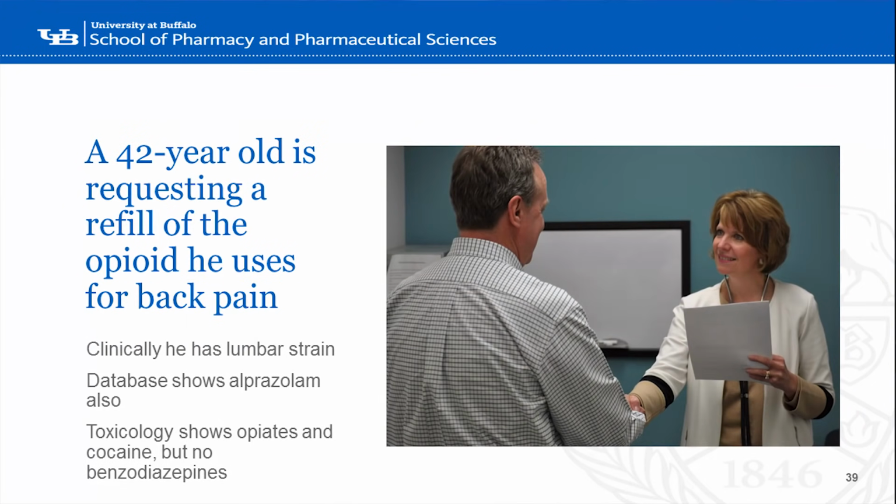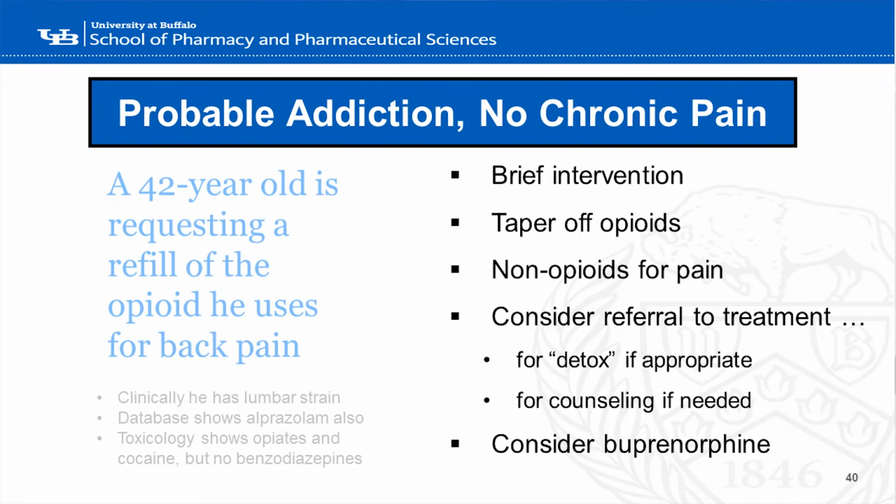Consider collecting the urine under supervised conditions and recognize that the risk of diversion in this individual patient is pretty great. A 42-year-old is requesting a refill of the opioids that he uses for back pain. Clinically, he just has lumbar strain, no history of surgical procedures, no herniated disc. His database also shows that he's getting alprazolam from another prescriber, and his urine toxicology shows opiates and cocaine, but no benzodiazepines. So this particular patient probably has an addiction. Any patient that has cocaine in their urine probably is addicted to something.